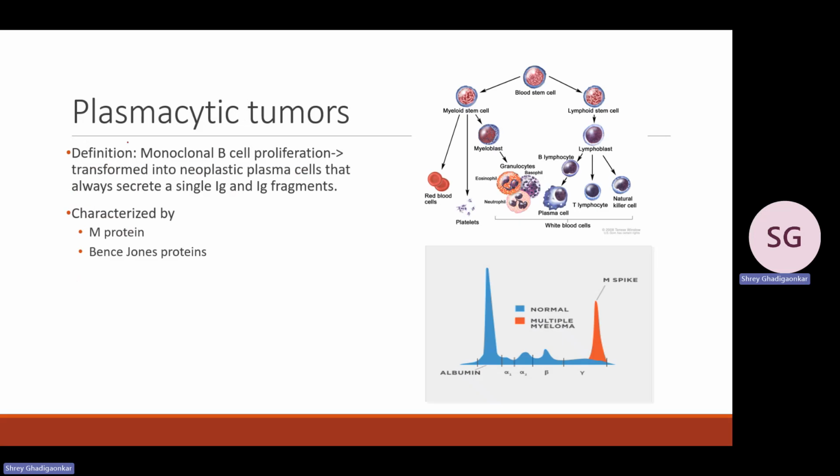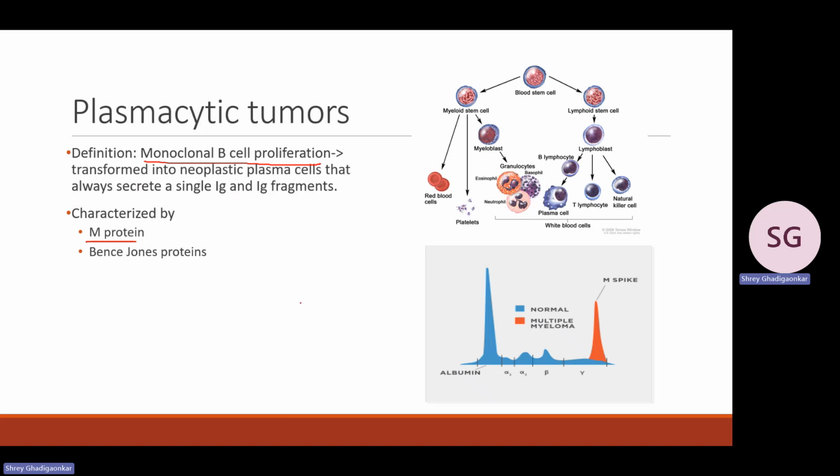All right. So regarding plasmacytic tumors, these are basically defined as monoclonal B-cell proliferations that transform into neoplastic plasma cells that always secrete a single immunoglobulin or immunoglobulin fragments. So these are usually characterized by what is known as M protein and Bence-Jones protein. The M in M protein basically stands for myeloma protein, and it's involved in the diagnosis of most plasmacytic tumors.